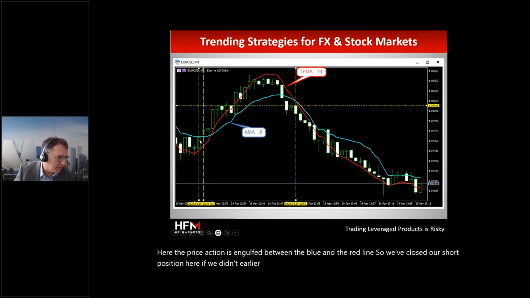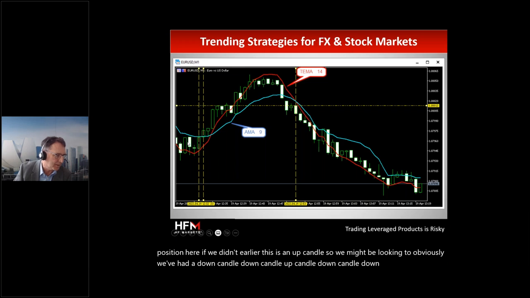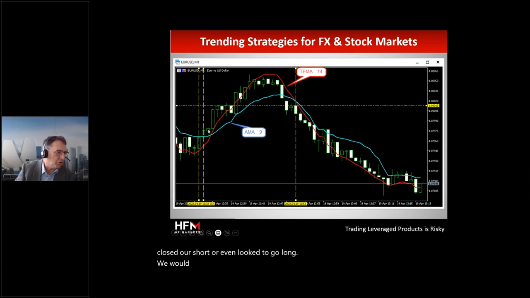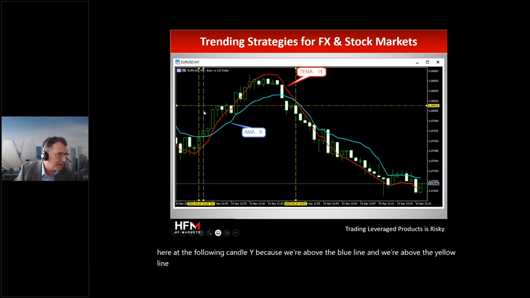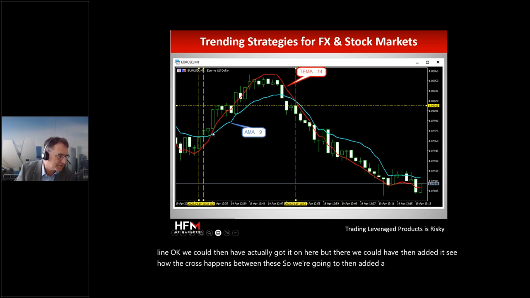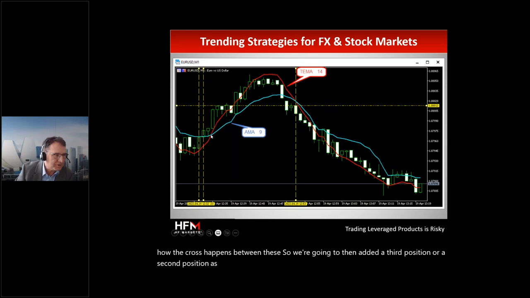This is an up candle, so we might be looking to go up. We've got a down candle, up candle, down candle, down candles. The black candles here are up candles, the white candles are down candles. So we could perhaps have closed our short or even looked to go long. Using this strategy, we would definitely have gone long here at the following candle. Why? Because we're above the blue line and above the yellow line. I haven't got it on here, but we could then have added a second or third position as the moving averages cross.